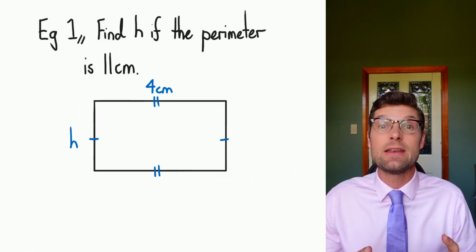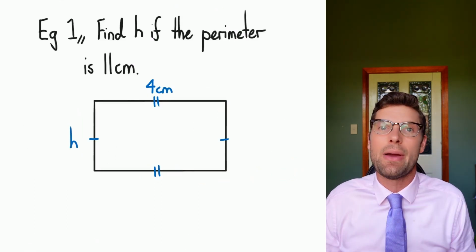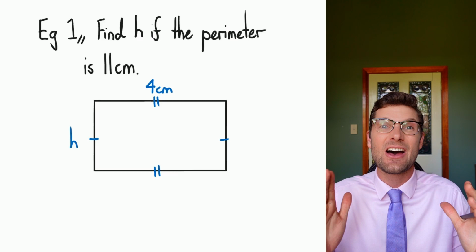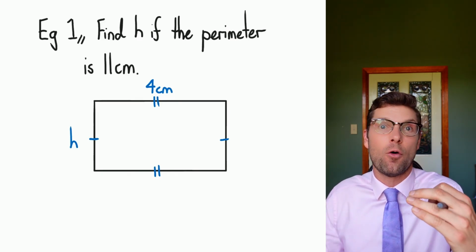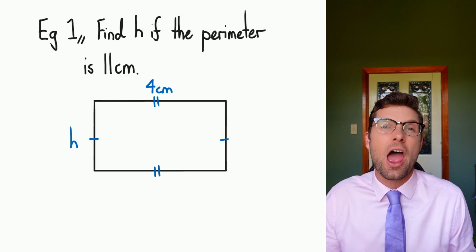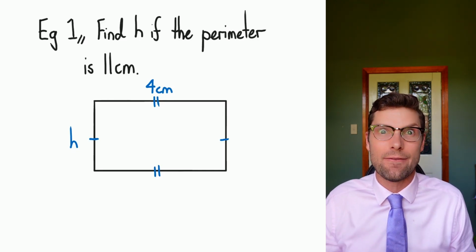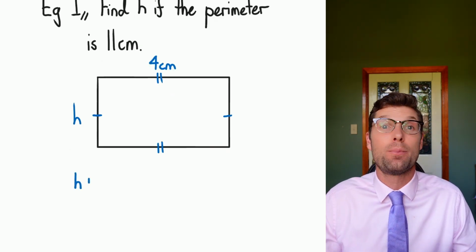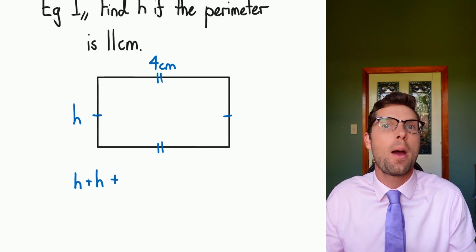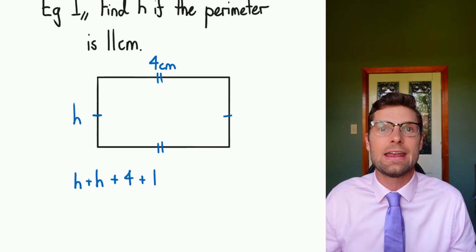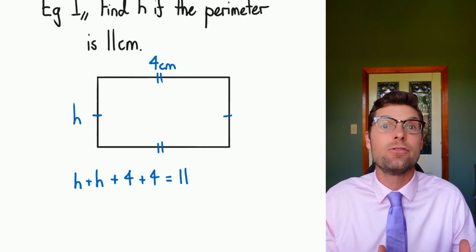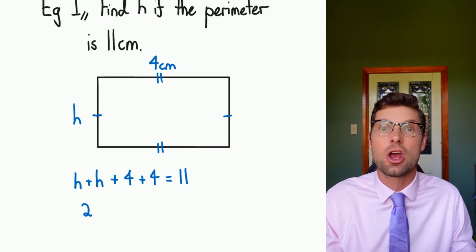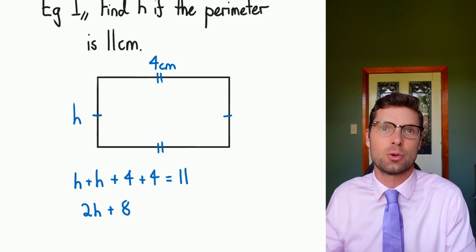In this rectangle, we know that both sides are in pairs. So I've got h on one side and the other. They're both the length h. And then I've got 4 up the top and 4 at the bottom. And I know the perimeter is equal to 11. So I have to do h plus h, because there's two of them, plus 4 plus 4 equals 11. Now I've got to put my h's together. I've got to add those like terms. So I have 2h plus 8 is equal to 11.